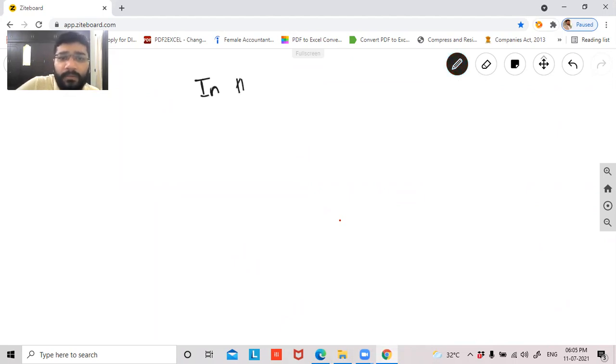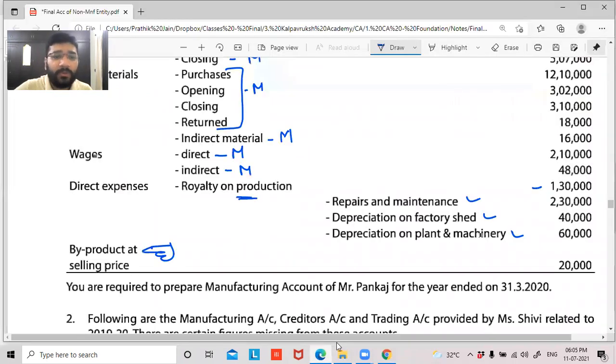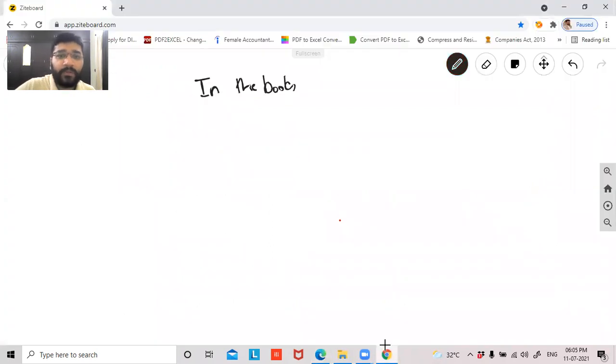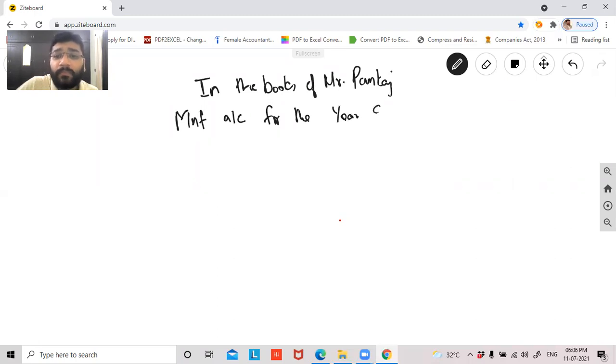In the books. Yes, in whose books are we preparing? In the books of Pankaj, correct? In the books of Mr. Pankaj. What are we trying to prepare? We are trying to prepare the manufacturing account. Manufacturing account, guys, that's the right full form, all right? Manufacturing account for the year ended 31st March 2020.